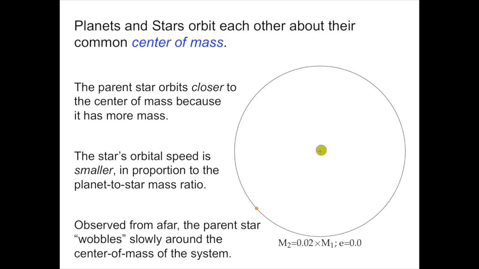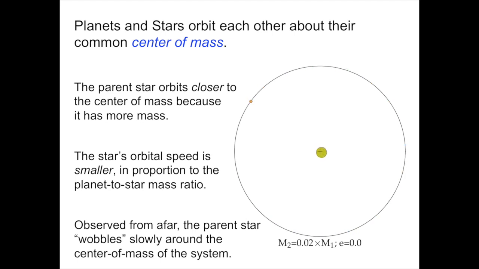This computer animation that I show over here on the right is for a planet around a star in a circular orbit with a planet-to-star mass ratio of 1 to 50. This means that the planet is moving around 50 times faster in its orbit than the parent star about the common center of mass. However, if the planet is too faint to see and the star is too bright, or both, we wouldn't be able to see the motion of the planet or measure its Doppler shift. However, we could see the slow wobble of the parent star due to the presence of the otherwise unseen planet.